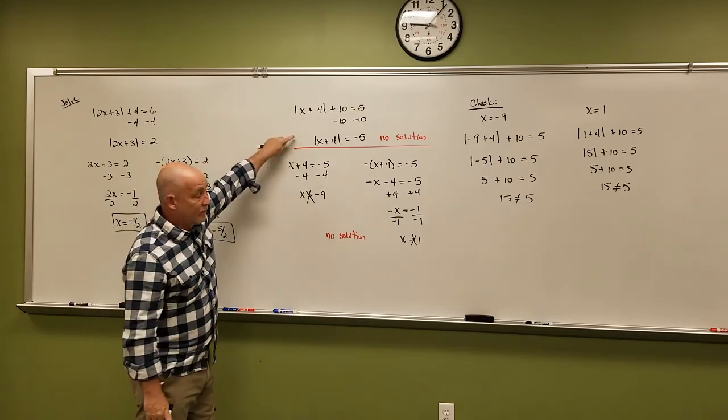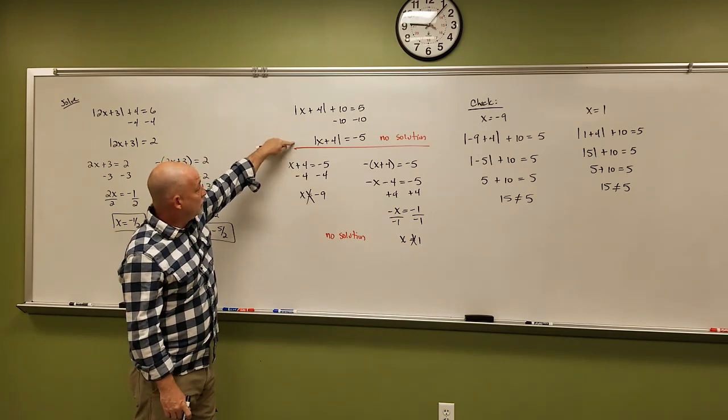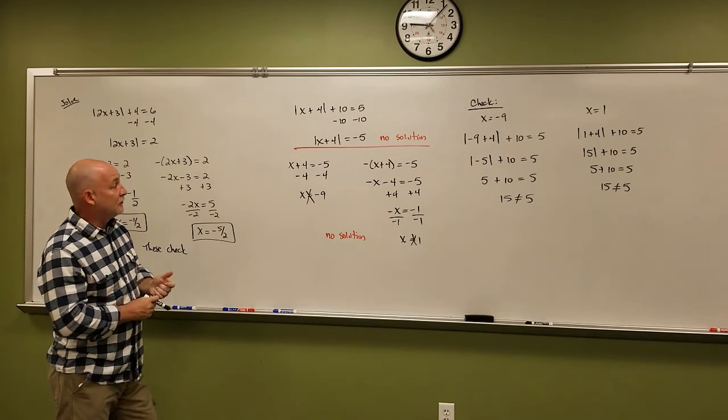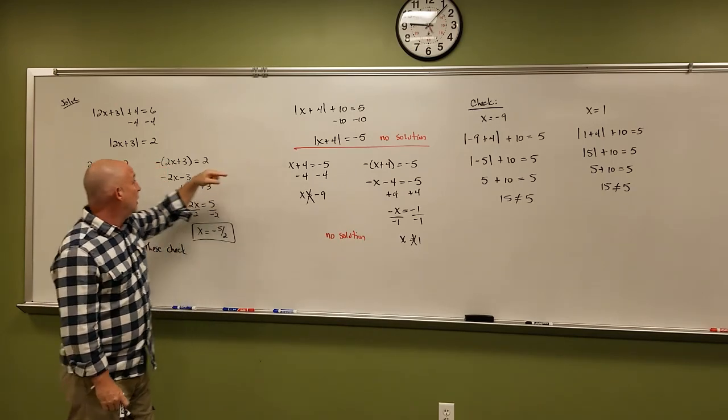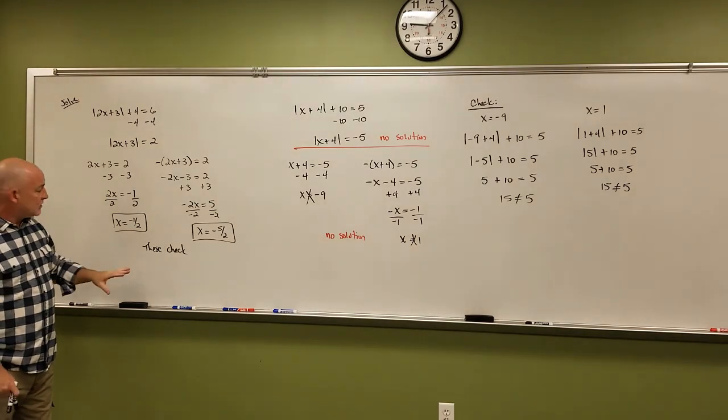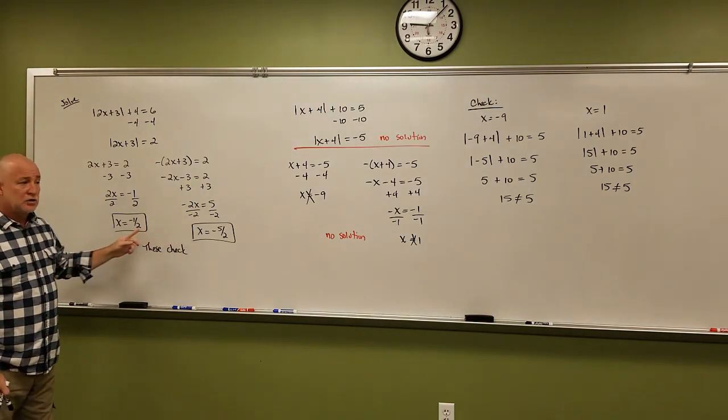That's the reason you really want to pay attention at step 2. Once you get that absolute value isolated, check to see if it's equal to a negative. If it's equal to a negative, you have no solution. If it's equal to a positive, you do have to go through all the work. And to be safe, at least at this stage, you should always check these just to make sure.